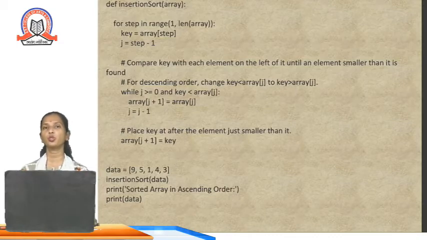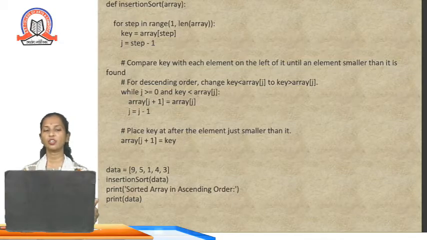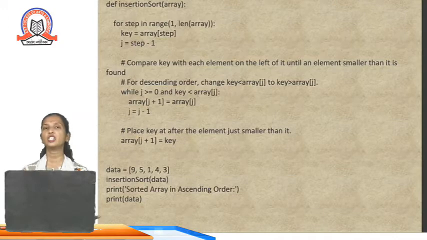Assuming that for the first number comparison I do not have any data in the list, for the second number comparison and onwards, I am going to have the loop evaluated. While j is greater than or equal to 0 and key is less than array of j, these conditions are going to be checked. Both the conditions have to be checked, whether j is greater than or equal to 0 and key is less than array of j. Only if the key is less than array of j will the interchange of values be done.